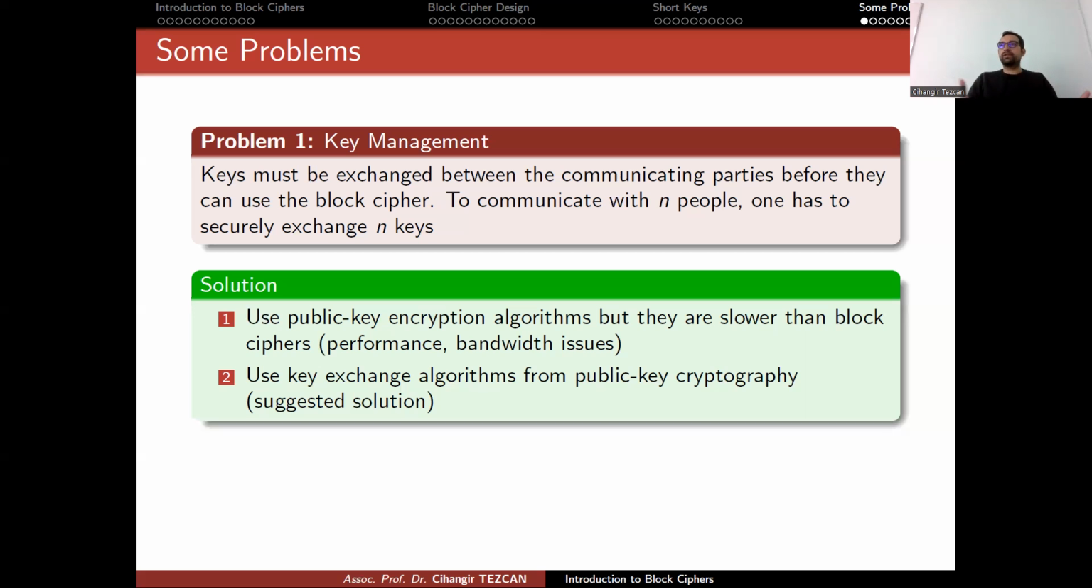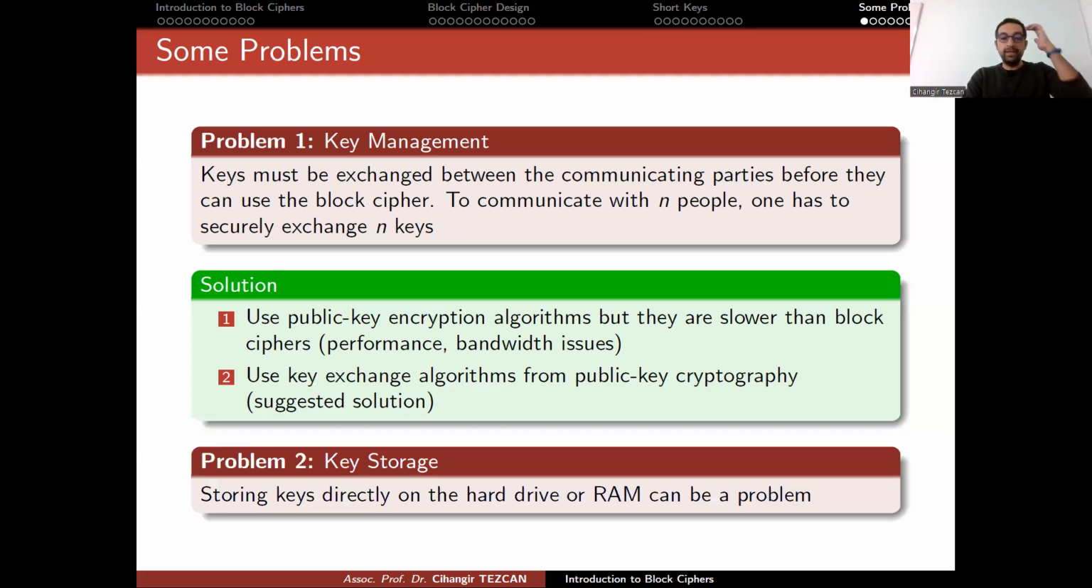So in embassies, for instance, when a new person goes there, in a suitcase, he brings all of the secret keys there, and then they start to use it. A second problem is the key storage.